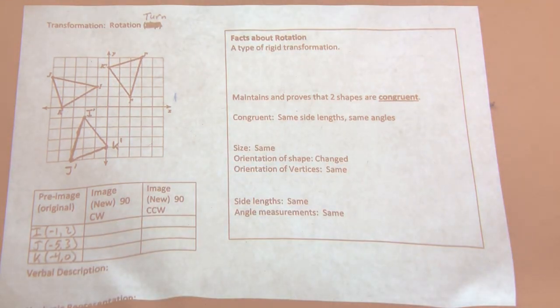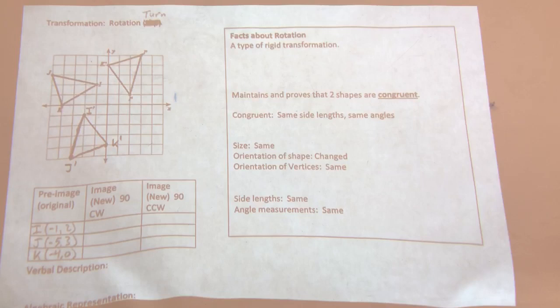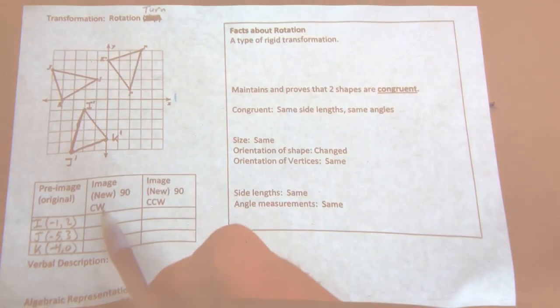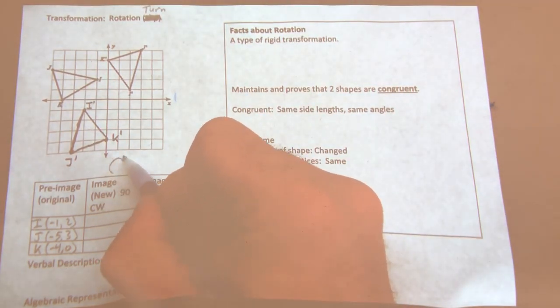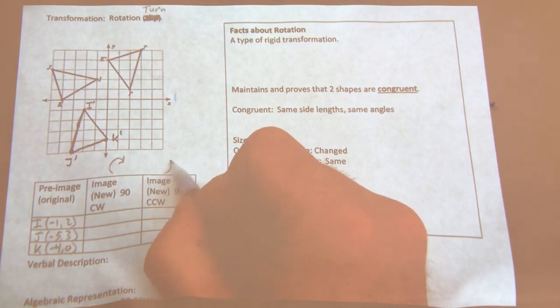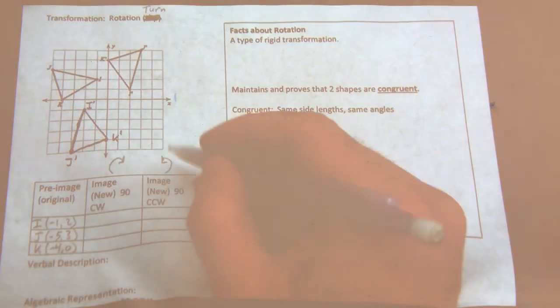So when we do rotations, there's two pieces of information you have to give. Actually, three pieces of information. You have to say what direction. So in this case, clockwise or counterclockwise. So clockwise is this way, counterclockwise this way.